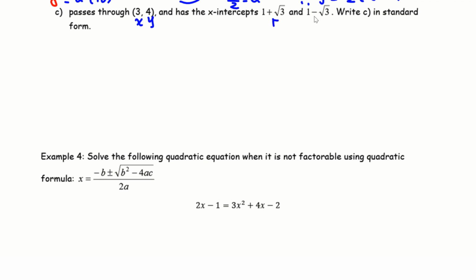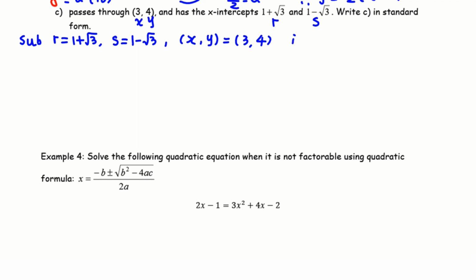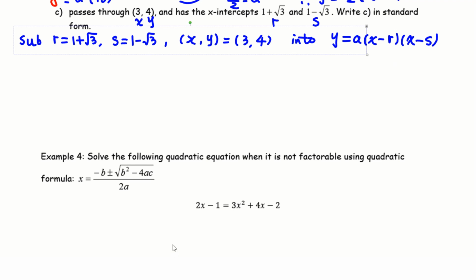The next one passes through one point (x, y) and has x-intercepts. This one is r, this one is s. You have the zeros, so we are going to use the factored form. We sub in r equals 1 plus square root 3, s equals 1 minus square root 3, and also x and y, 4 things given, into the factored form. The factored form is y equals a(x minus r)(x minus s). So you need to sub in correctly.